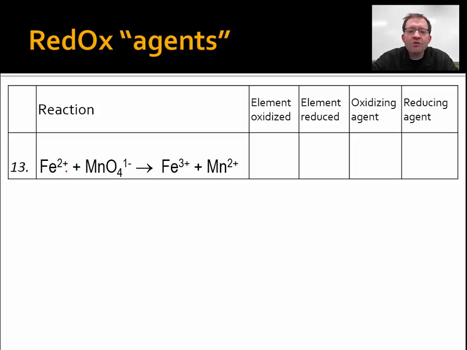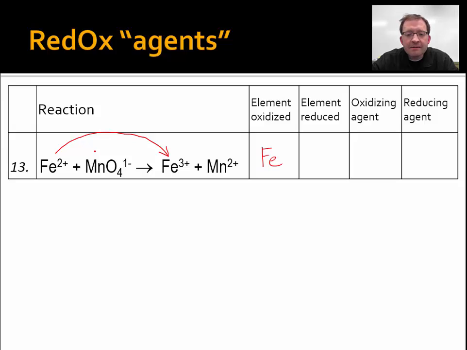This is iron 2 becoming iron 3. Well, hopefully you can recognize that iron 2 becoming iron 3, even without you labeling it at all, is the charge increasing. That's oxidation. So the element being oxidized here is the iron. You might even say the iron 2 plus. The element being reduced is the manganese.